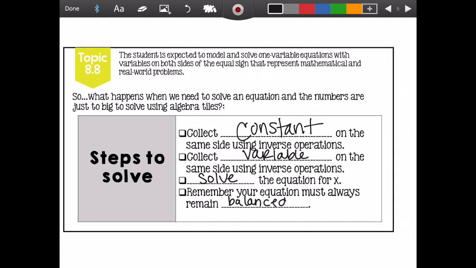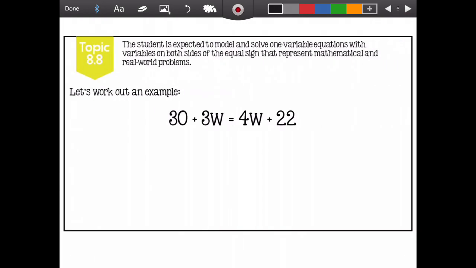All right, so what would that even look like? What does collecting the constants to one side look like, or what's collecting the variables to one side look like? So we're going to work through an equation together. So we have 30 plus 3w equals 4w plus 22.